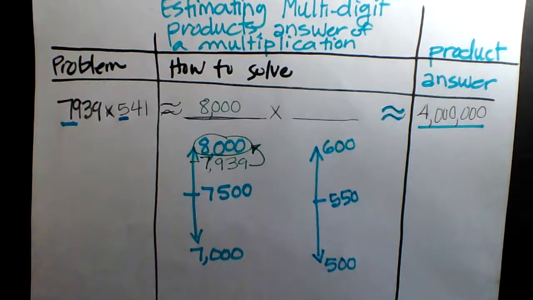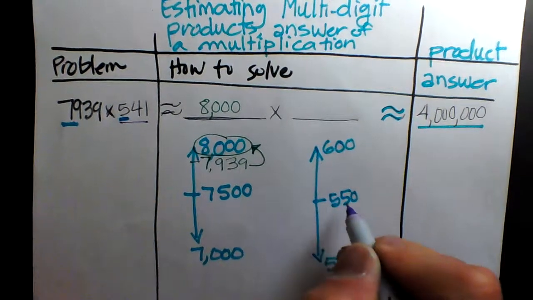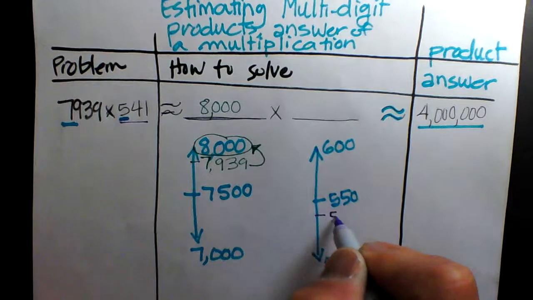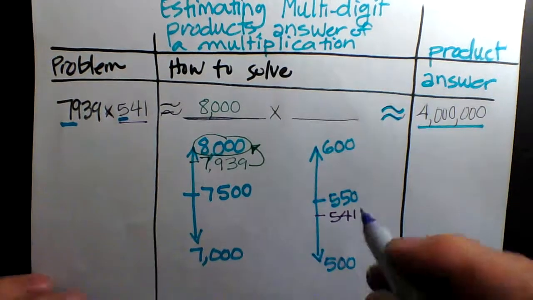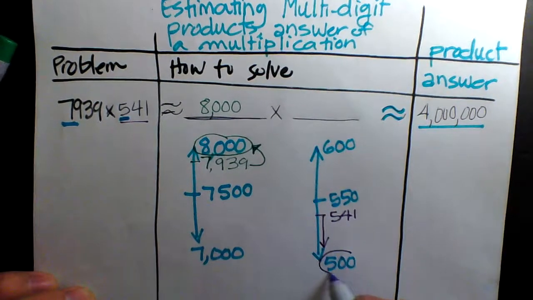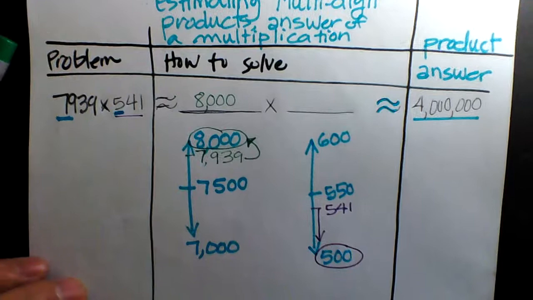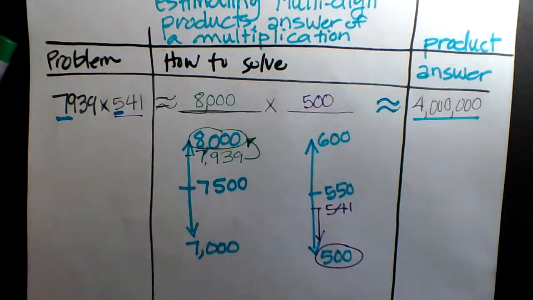Now we're going to insert our number. The number is 541. So 541 is somewhere around this vicinity. Because this number is closer to 500, we're going to round it to 500. And we're going to write that as the other factor.